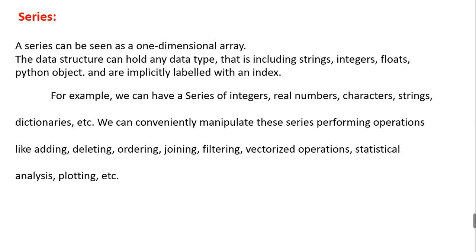So let's start with the Series first. A Series can be seen as one-dimensional. As I already told you, it is a linear data structure of Pandas. The data structure can hold any data type at a time, including strings, integers, floats, or it may also contain Python objects like dictionaries, etc. They are implicitly labeled with an index. What does it mean? Whenever we create them, the index is allotted to each value automatically. Implicit and explicit are the two terms that we use with data types or data type conversions. Implicit means automatically, explicit means by the program.